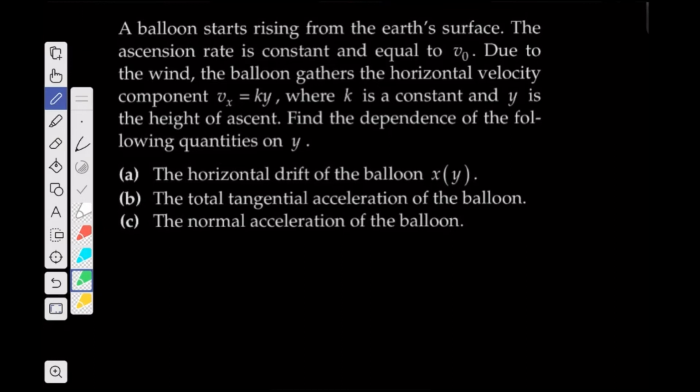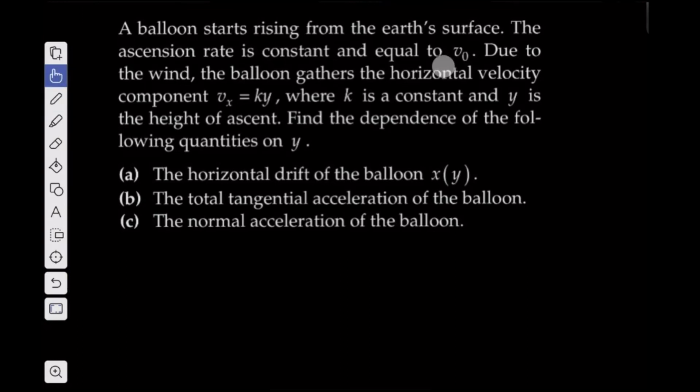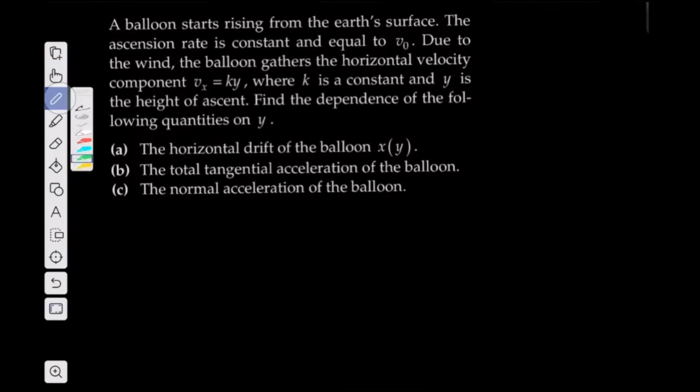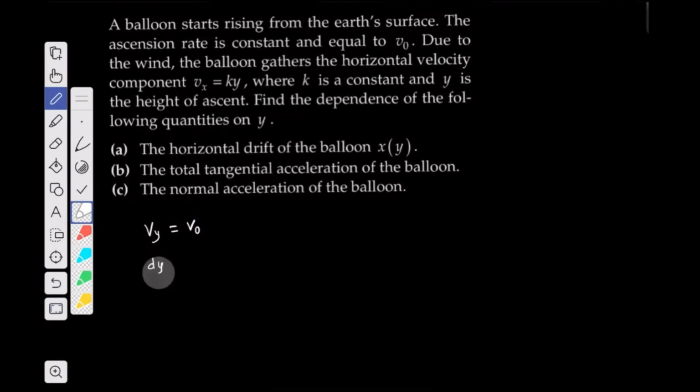So maybe I'll solve it now. Understood, no? Overall, this is what we have to do. What is given is that the velocity in the y direction is v naught. Basically, the rate of change of y is the velocity in the y direction, that is v naught. So dy I can write as v naught into dt.